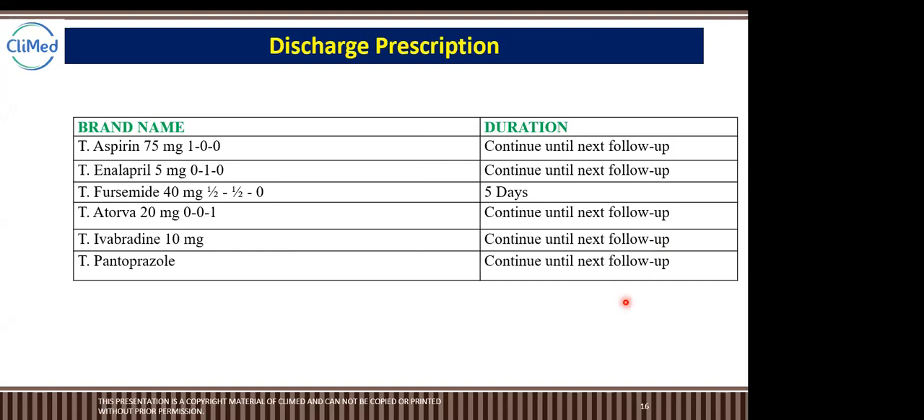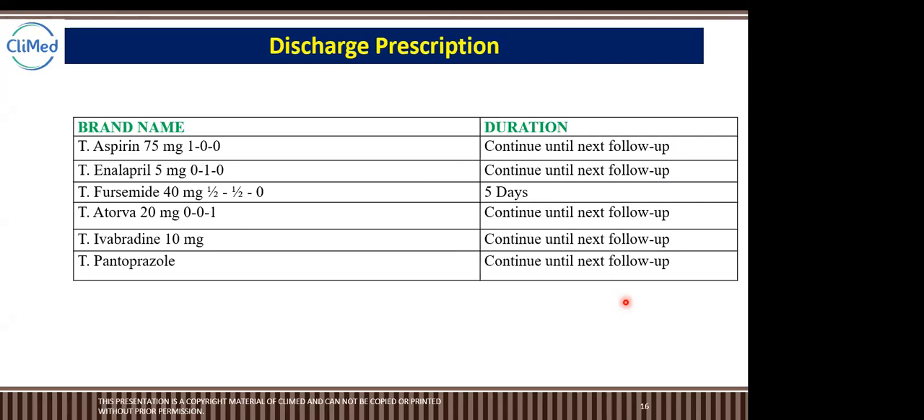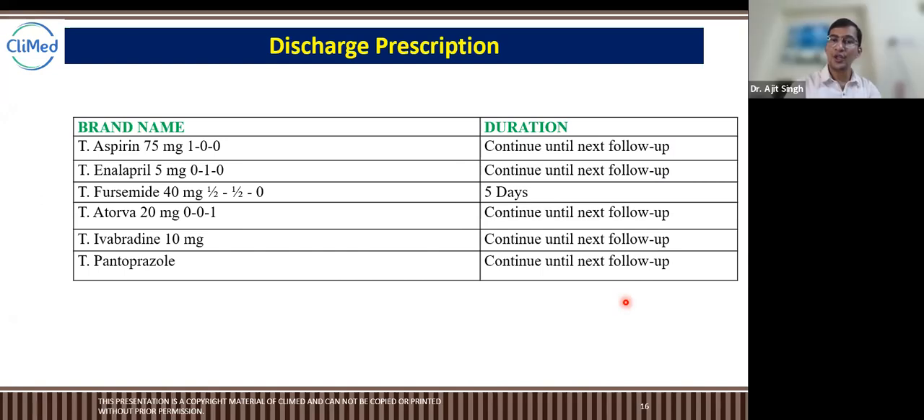Yes, Aisha, you just said this. Ivabradine is added because the patient didn't tolerate diuretics. Is that right? No, I did not say that. The patient did not tolerate bisoprolol. I just told you, can you explain again why ivabradine was added and bisoprolol was stopped?